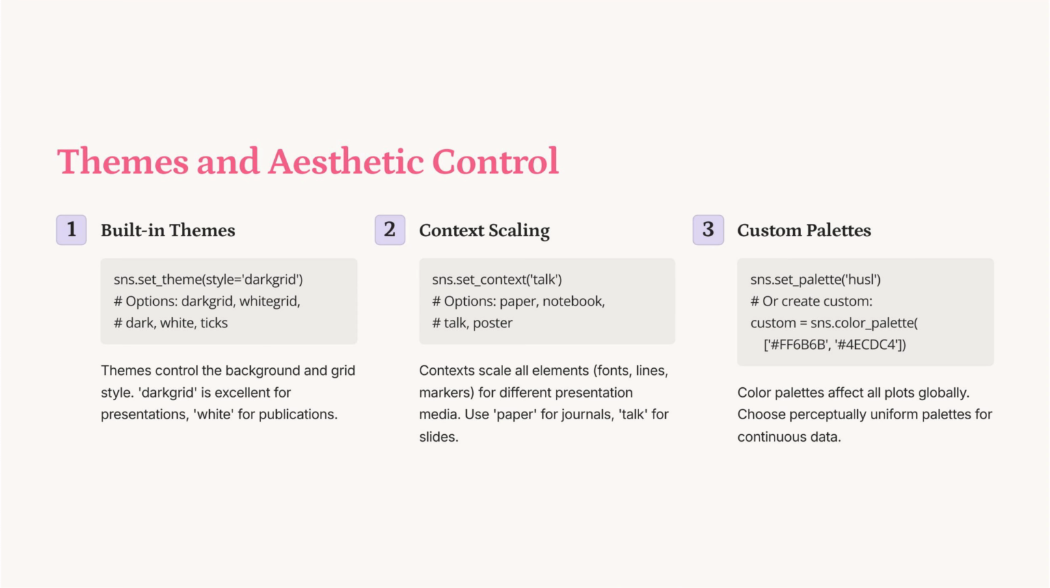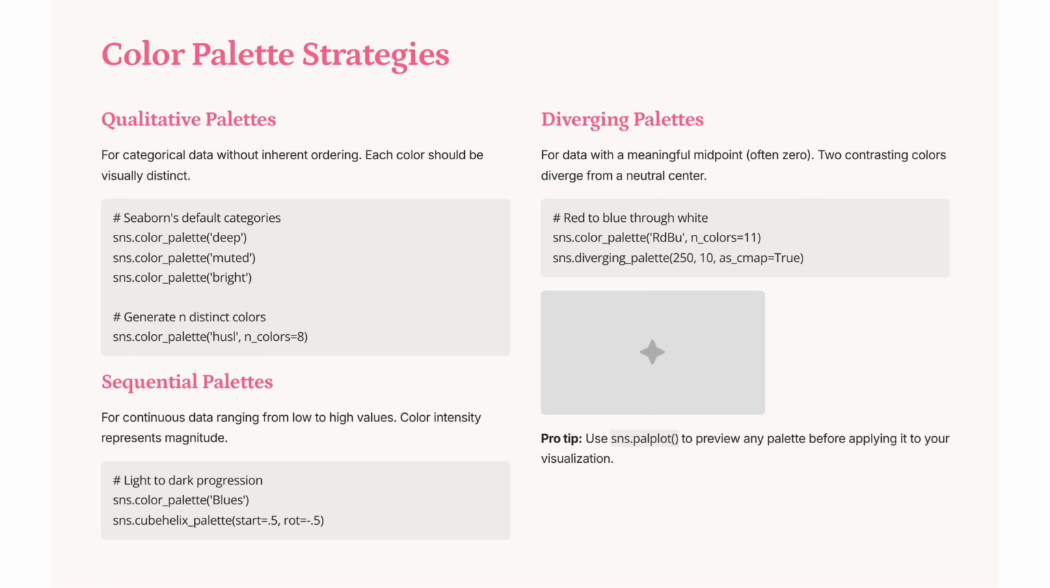Custom palettes, such as husl or user-defined, ensure perceptual uniformity across plots, enhancing visual coherence in data representation. Seaborn offers diverse color palette strategies. Use qualitative palettes for categorical data, ensuring each color is distinct. Sequential palettes suit continuous data, with color intensity indicating magnitude. Diverging palettes are ideal for data with a meaningful midpoint, using contrasting colors from a neutral center.